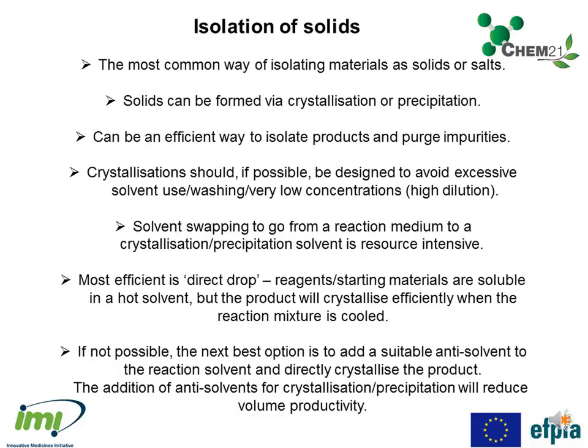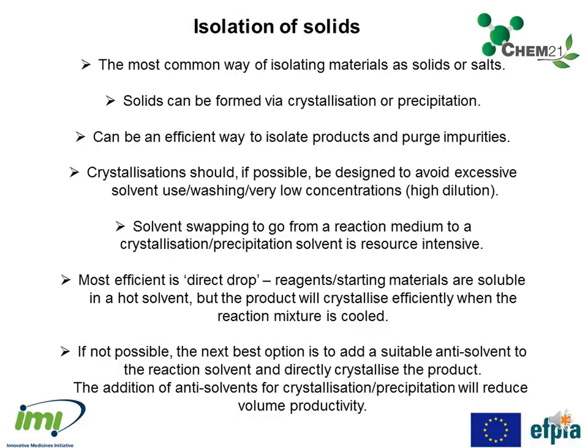Isolation of solids, again, a very, very common way of isolating and purifying intermediates and final product, APIs. Solids, we can form them via crystallization or precipitation, which is just a very fast precipitation, often giving us amorphous materials. It can be a very efficient way to isolate product and purge impurities. If we think about designing a crystallization, we should, if possible, avoid excessive solvent use, washing, and try and avoid very low concentrations.